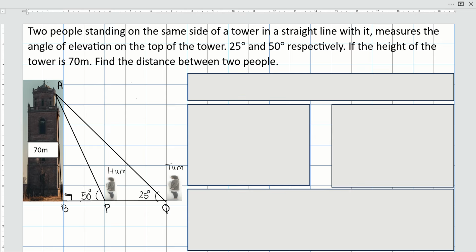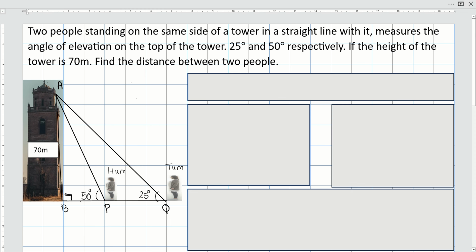And one more thing given over here is the height of the tower, that is 70 meter. And what is asked in this sum is the distance between hum and tum. So instead of naming them, I have written the points in the diagram. So the distance between P and Q. I hope the diagram is clear.